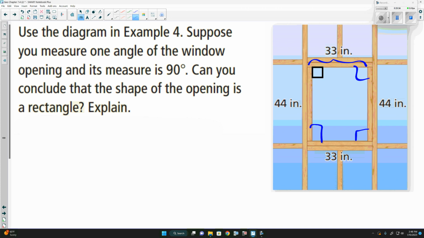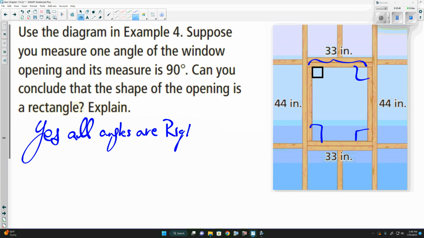Opposite angles. Can you conclude that the shape of the opening is a rectangle? Yes. All angles are right. Questions on this here?